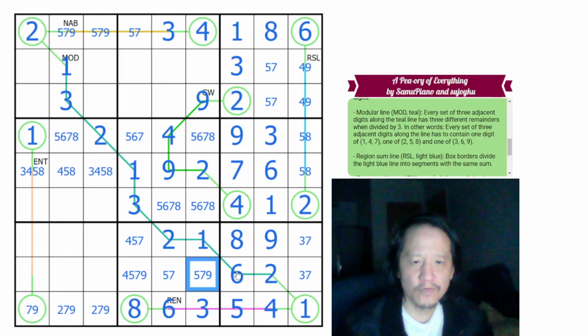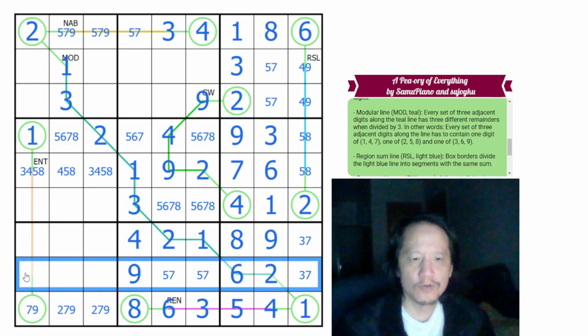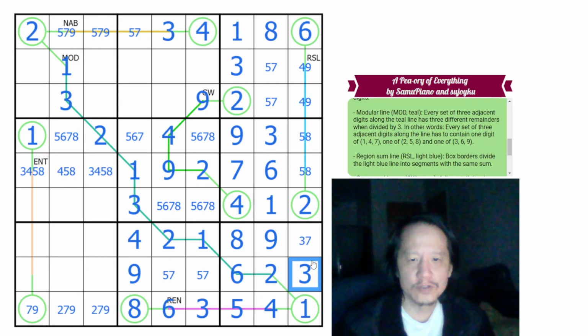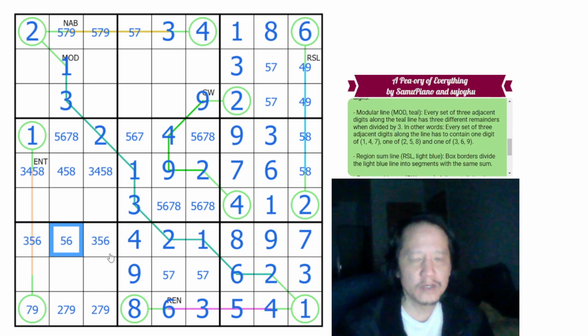This can't be 4 or 9, so we have a 5, 7, 5, 7 pair in box 8. The rest of the box cannot contain a 5 or 7, so this is 4, this is 9. The rest of row 8 cannot contain a 7, so this is 3, and this is 7. So that forces this to be 3, 5, or 6. 3 can't be here, obviously.